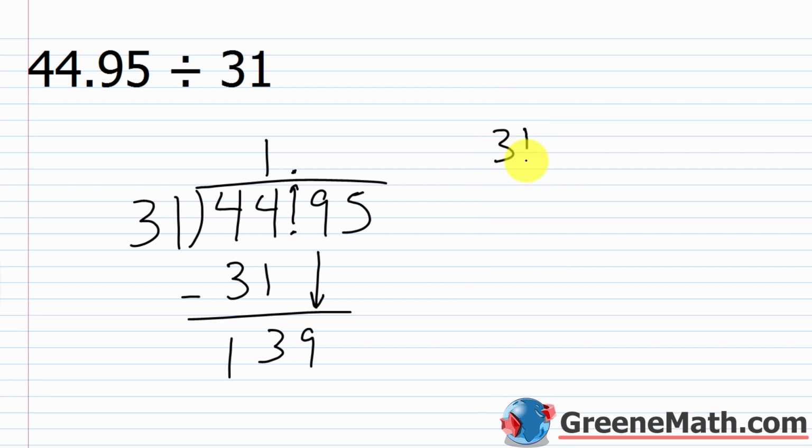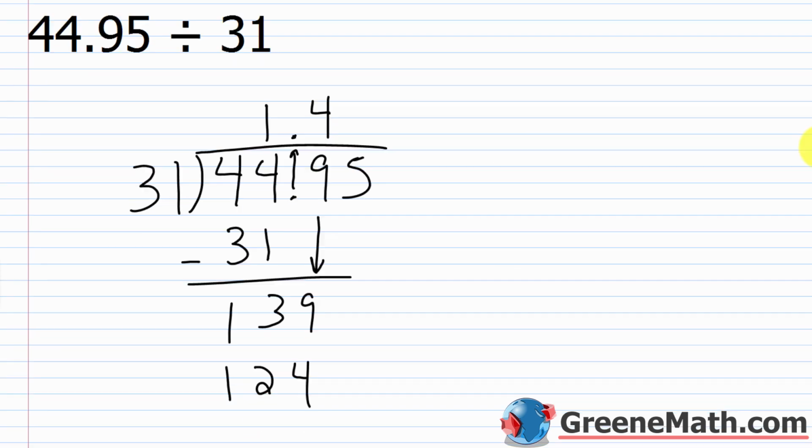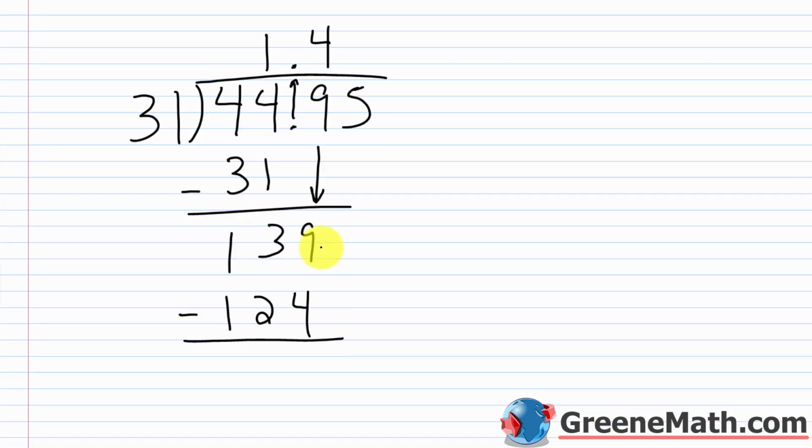So what is 31 times 4? 4 times 1 is 4. 4 times 3 is 12. That's 124. So that's as close as we can get without going over. So we're going to put a 4 here, and we're going to multiply. 4 times 31 again is 124. Now we're going to subtract. 9 minus 4 is 5. 3 minus 2 is 1. So we'd have 15 there. And then we're going to bring down the 5.